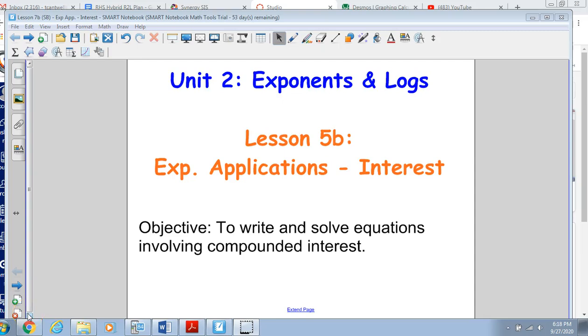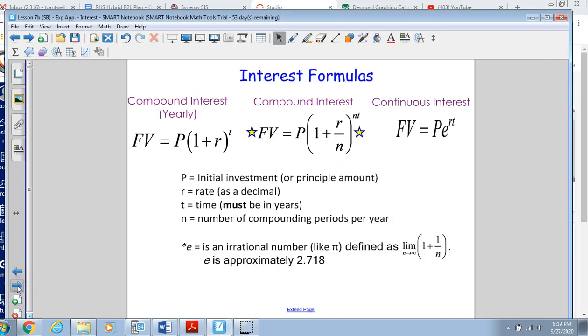Hello, math analysis students. In this video, we are going to work on exponential applications, interest problems. We're going to write and solve equations involving compounded interest. Okay, so we have interest formulas. You do not need to memorize these formulas.